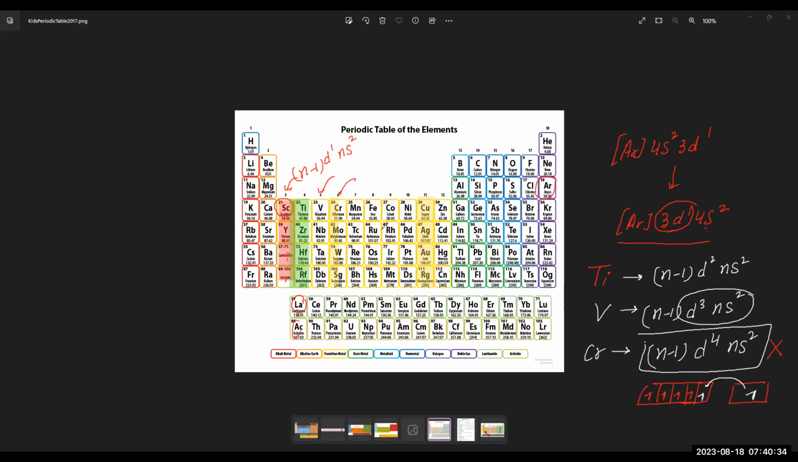So what's the general configuration of the chromium family? We are going to write down (n minus 1) first, but you can write ns first also. There is no harm. So (n minus 1) d5 ns1. This is exactly half filled, stable, right? So all of you can give me the configuration of tungsten.